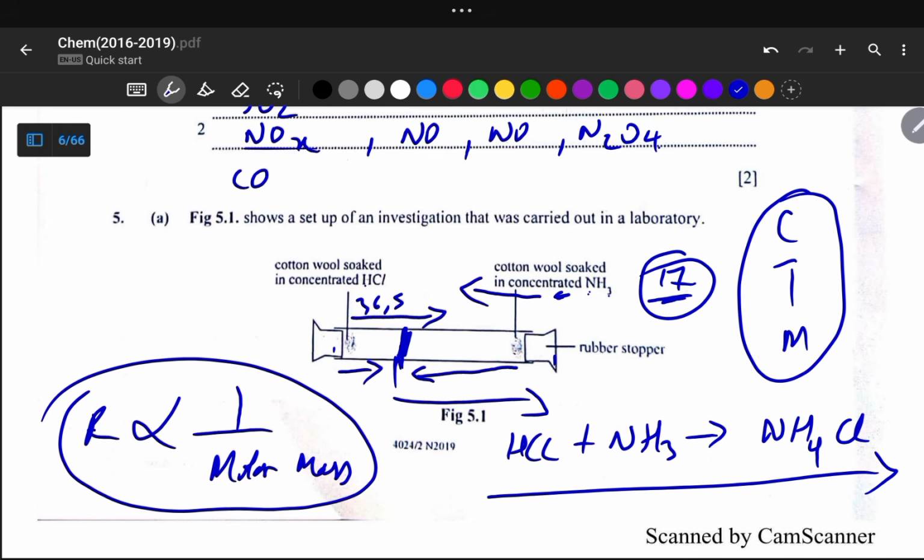These two are in gaseous phase, and this is in solid phase, right? So what we observe is a mist of ammonium chloride.